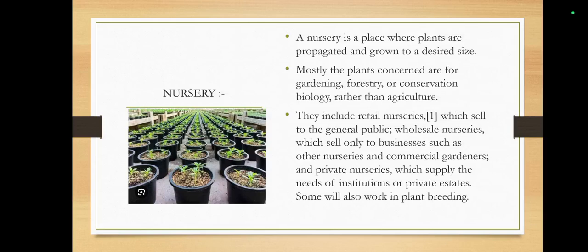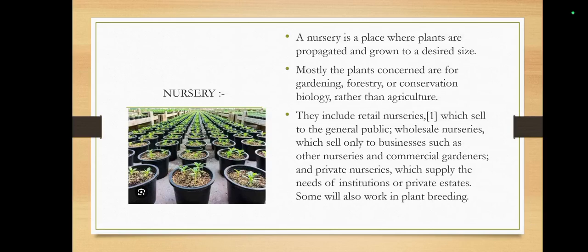Some producers produce stock seasonally, ready in the spring for export to colder regions where propagation could not have been started so early, or to regions where seasonal pests prevent profitable growing early in the season. A nursery is a place where plants are propagated and grown to a desired size. Mostly the plants concerned are for gardening, forestry, or conservation biology rather than agriculture.